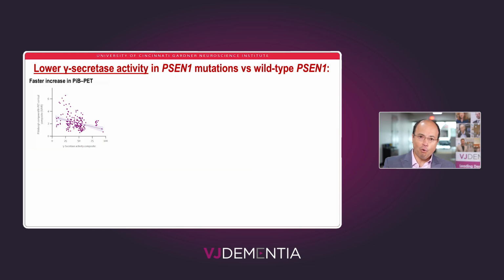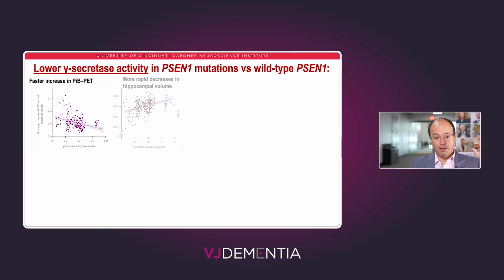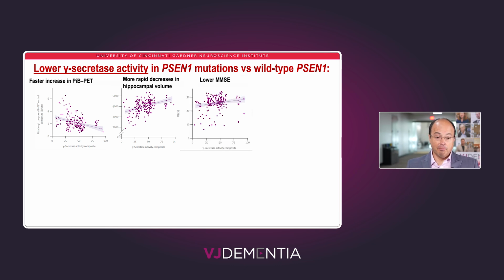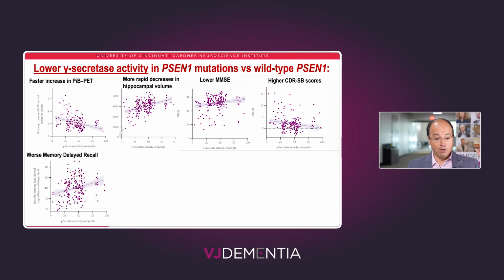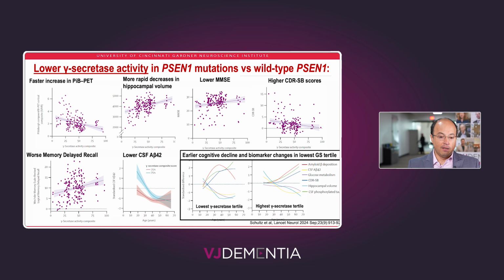The lower the gamma-secretase activity in presenilin-1 mutations, the faster the increase in amyloid accrual by PET, the more rapid decreases in hippocampal volume, lower MMSE, higher CDR-SB scores, worse memory delayed recall, so globally worse cognitive function, and lower levels of A-beta 42. So presenilin-1 mutations decrease this gamma-secretase activity and reduce CSF A-beta 42 levels.